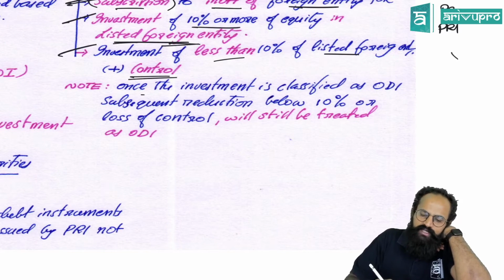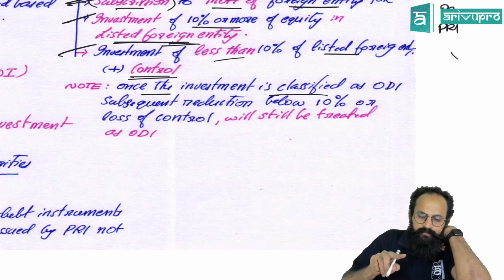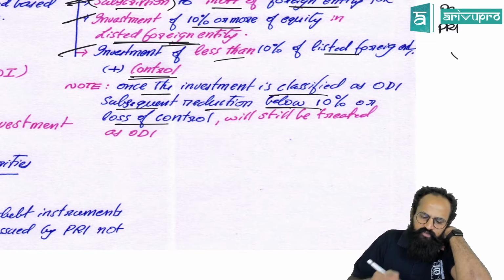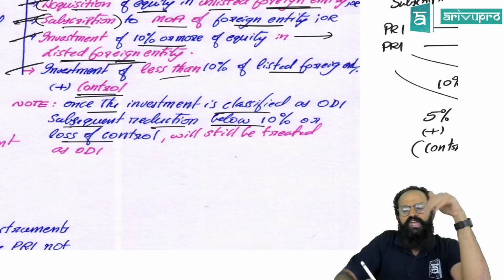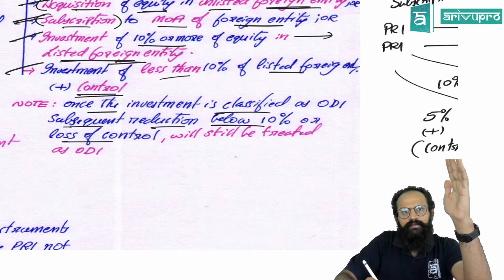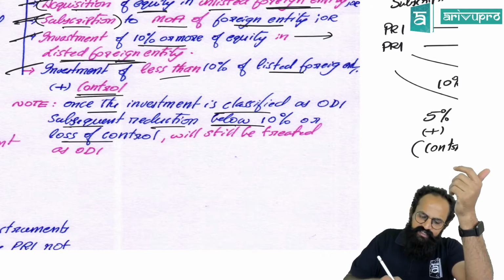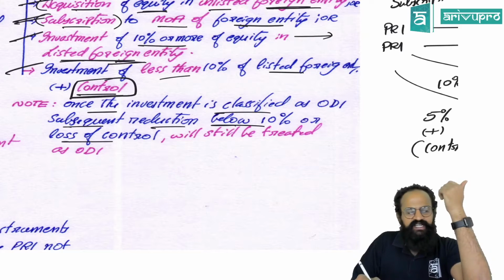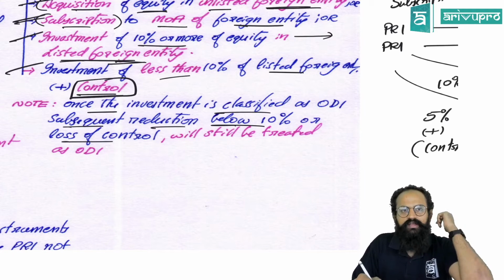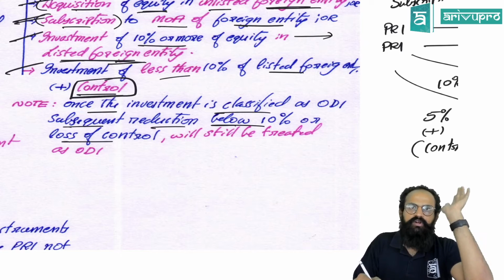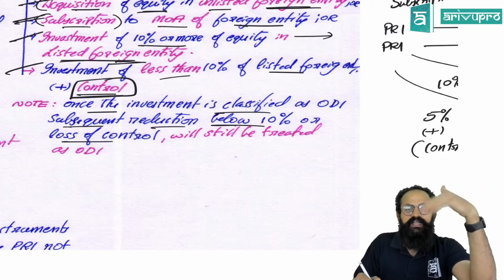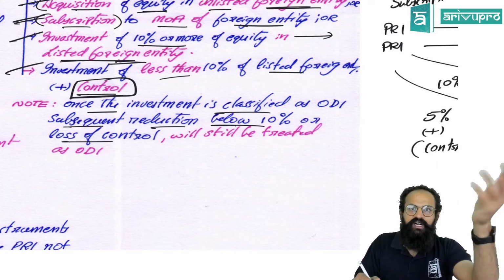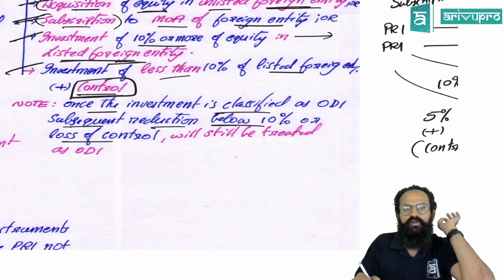Read what it is. Once the investment is classified as ODI, subsequent reduction below 10% or loss of control. Meaning what? Sir, in the listed company, I purchased 10%. Tomorrow I will sell away 3%. Now what I have is 7%. Or, in the second case, I purchased less than 10%, but I also acquired control. Subsequently, I am losing the control. So in the third case, my shareholding gets less than 10%. In the fourth case, when I had acquired control, now I no longer have control also.